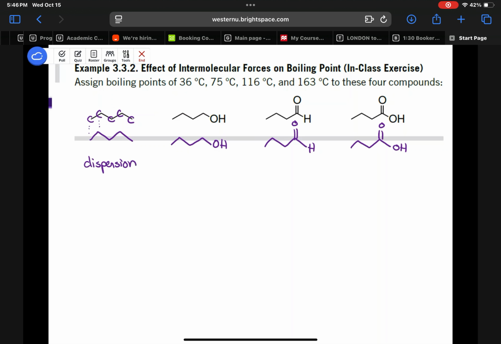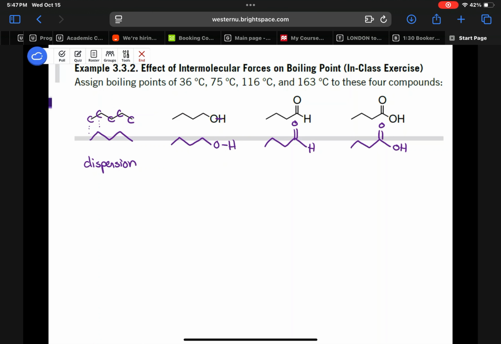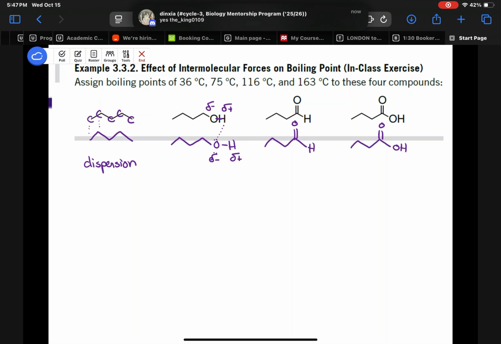Well, the next one, this is butanol. We have an oxygen to hydrogen covalent bond here. And oxygen to hydrogen is one of those special nitrogen, oxygen, fluorine to hydrogen bonds that allows for hydrogen bonding. So this oxygen here is quite electronegative, making the hydrogen slightly positive so that these can be attracted to one another with hydrogen bonding.